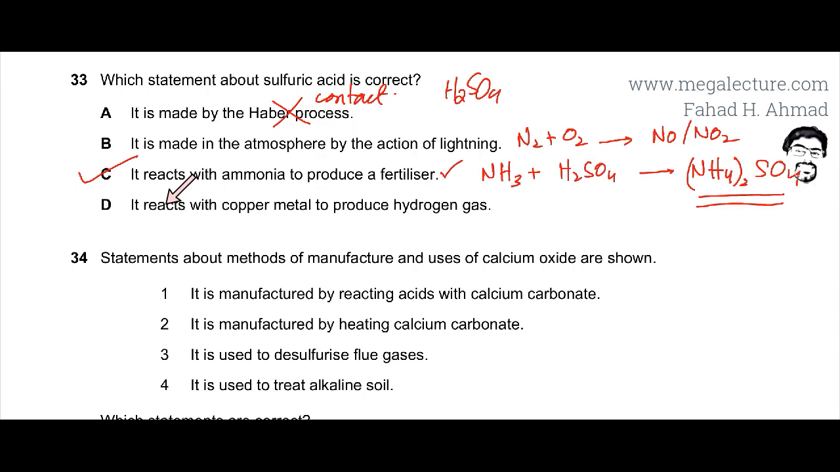But we're going to look at the third option as well. It reacts with copper to produce hydrogen gas. Now metals react with acids like sulfuric acid to produce hydrogen gas. But the problem with copper metal is it's very, very unreactive. So it's extremely unreactive, and it's not going to lead to any reaction, or a very slow reaction would happen. So this reaction would probably not happen. So option C looks perfectly alright. Ammonia and sulfuric acid produce ammonium sulfate, which is used as fertilizer.